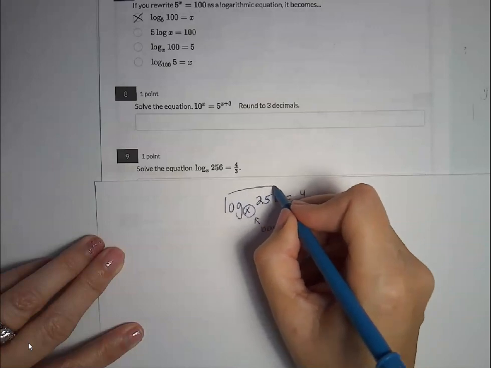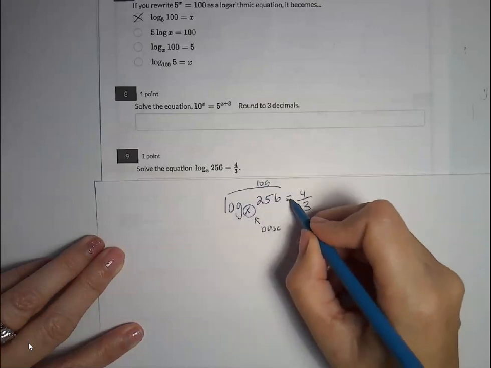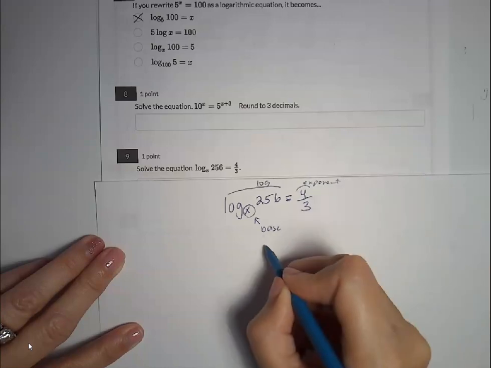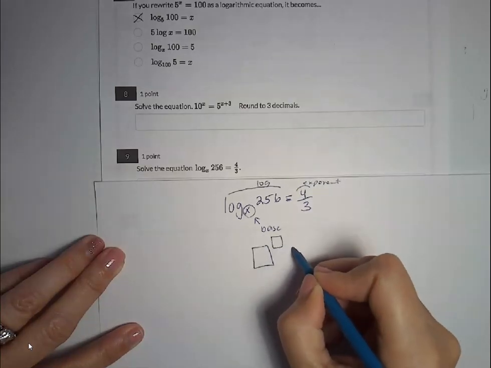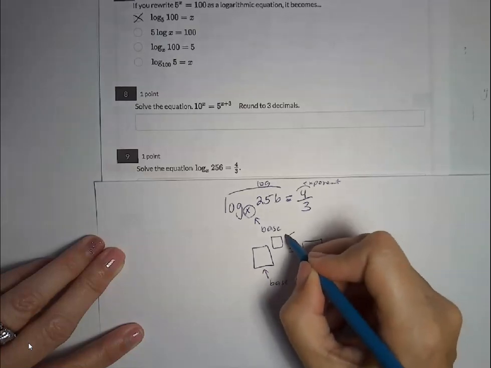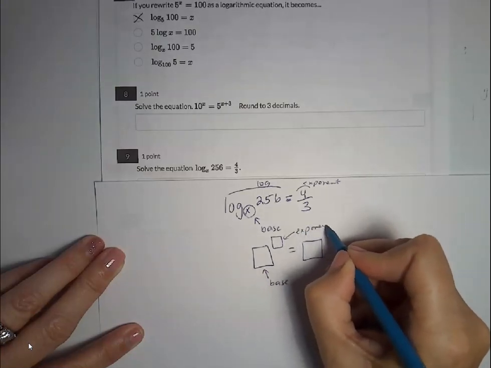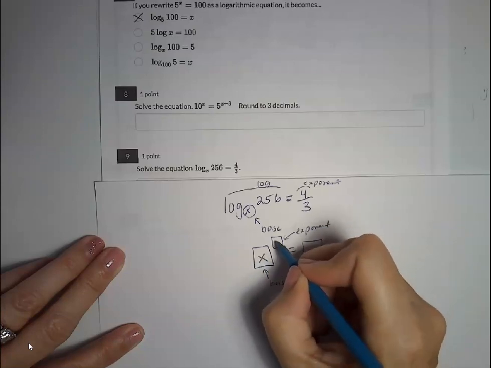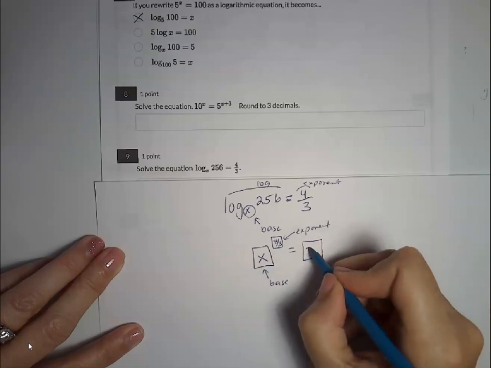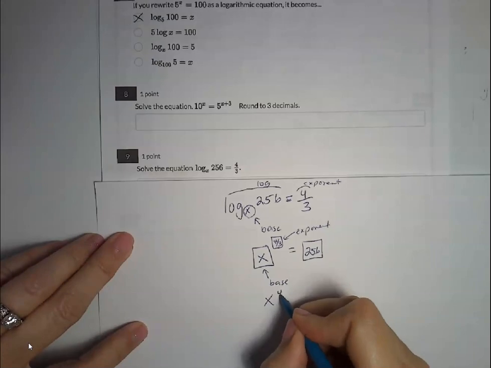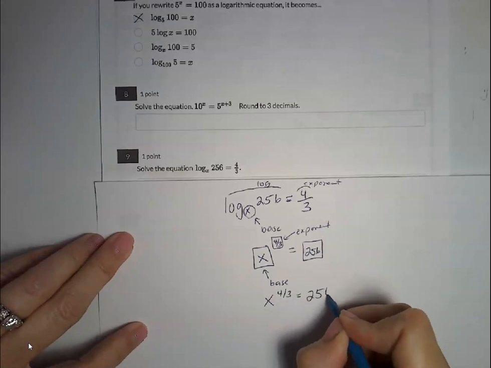And I told you that a log is another name for an exponent. So now I can set it up. I know this is always my base, and this is always my exponent for an exponential. So I'll put my base of x, and then I'll raise it to the 4/3 power, and I'll put my argument here. So I have x to the 4/3 is equal to 256.